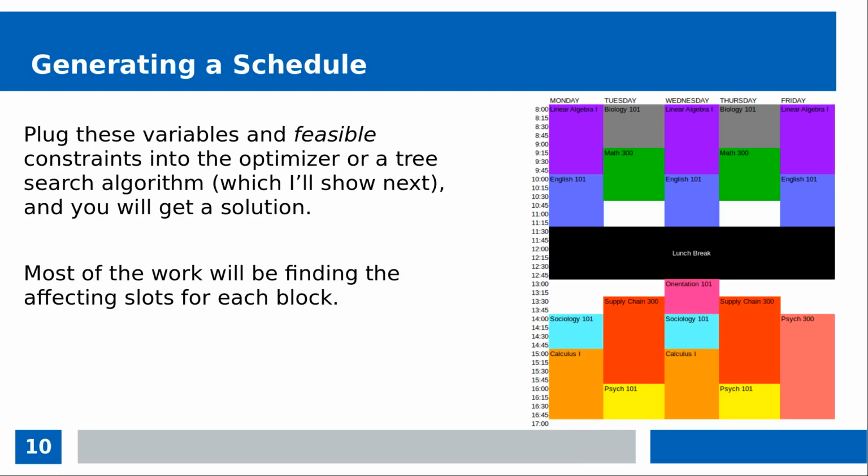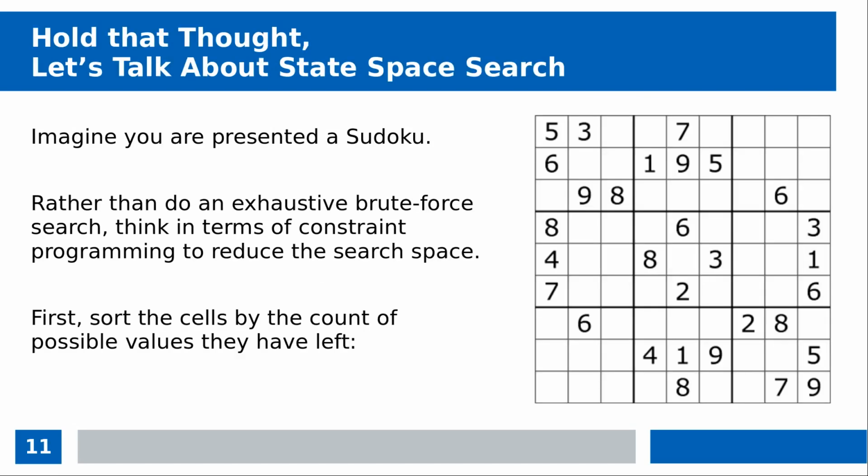So plug this grid of variables and feasibility constraints into the optimizer, meaning you're not trying to schedule too much with only so much capacity, and then you'll get a solution. And most of the work will be finding the affecting slots for each block. Now, I did make a video earlier showing how to solve a Sudoku, and I would highly recommend watching that video. I'll put the link in the description below. The way you solve a Sudoku using a state space search is almost identical to how we solve the classroom scheduling. We just model our constraints differently.